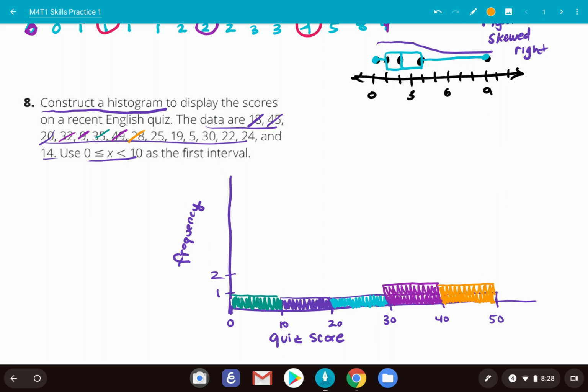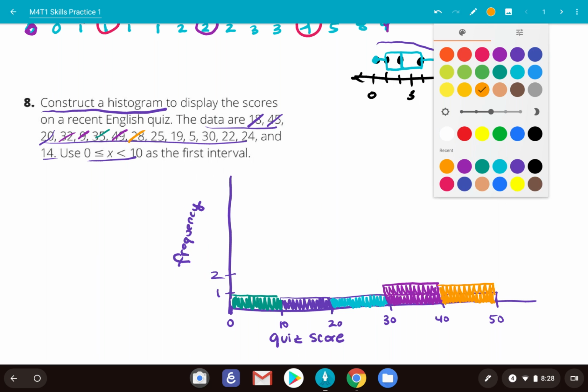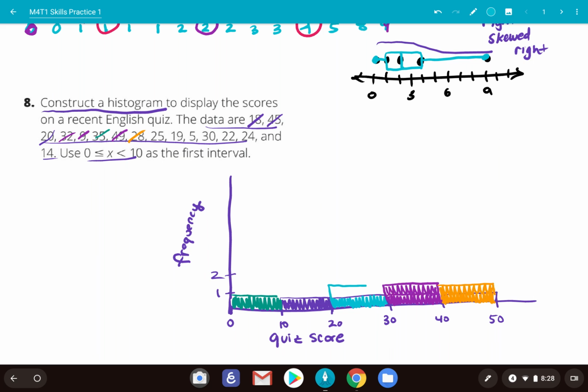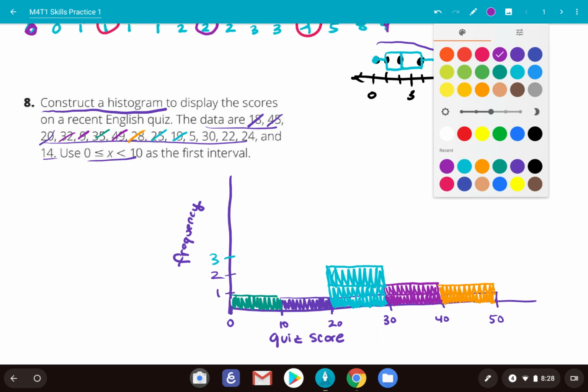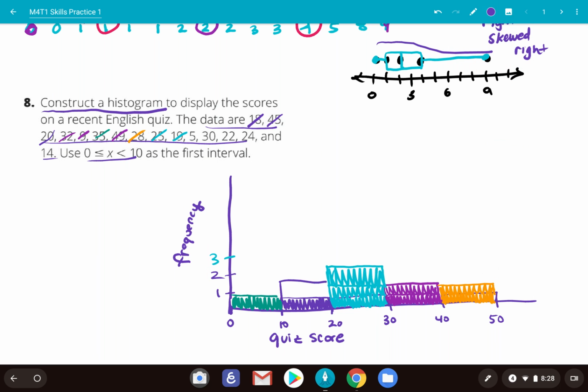We have 28. It's going to be in this bin, 20 up to but not including 30. 25 is also going to go in this bin, so this is now going up to 3. 19 is going to go in the second bin. Whoops, I used the wrong color. So 19 is going to go right here. 5 is that first bin.